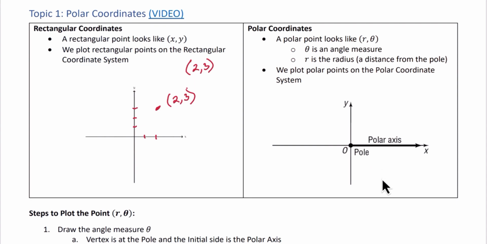Here I have the polar axis, which is essentially the positive x-axis. I've overlaid it on top of the xy system so you can see how similar it is. And we also have the pole, which is, again, essentially the origin of the rectangular coordinate system. Now in the polar system, typically the xy axes are not there. We're going to have a pole and the polar axis.